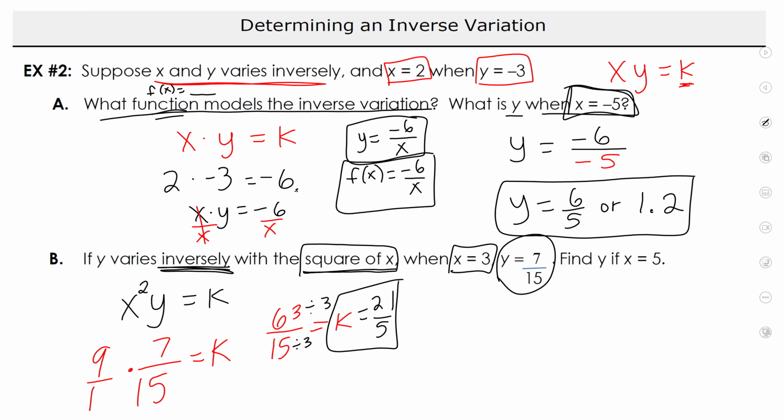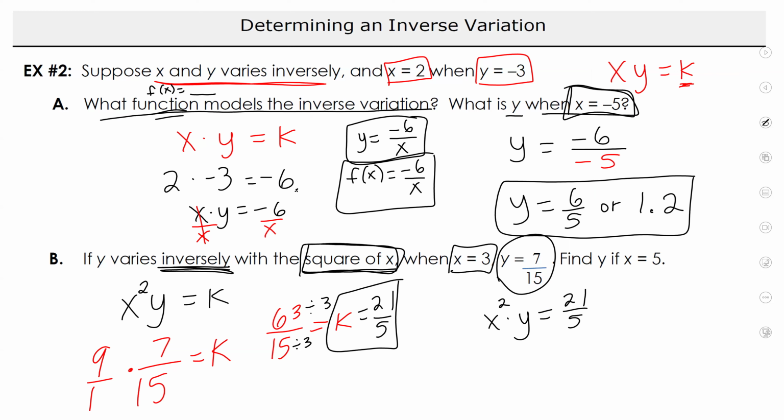All right, so let's make our equation. It's always X times Y equals K, and your K is 21 over 5. Oh, but we're squaring it. It says square of X, so add a little squared to our equation.